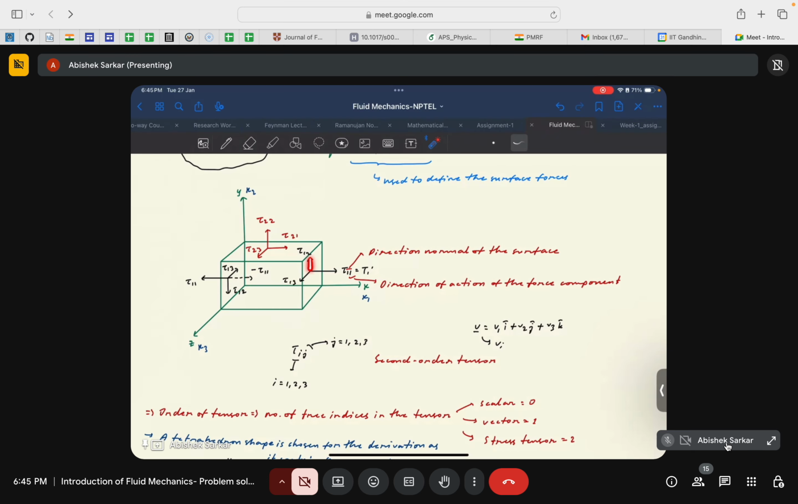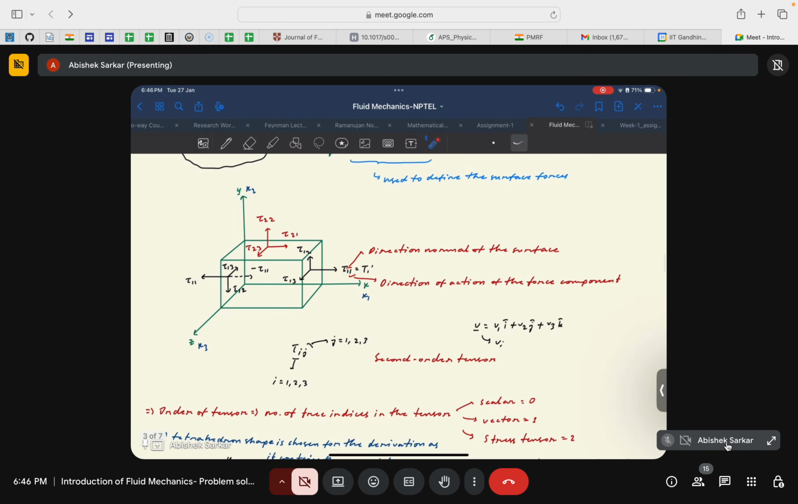For this component, the first index will be the same because the surface has its normal along the positive x direction. But the second index will change, because the direction of the force for this component is along the y direction. Similarly, for this component, the first index will remain the same, since the normal is along the positive x direction, but the second index changes because the force is along the positive z direction.